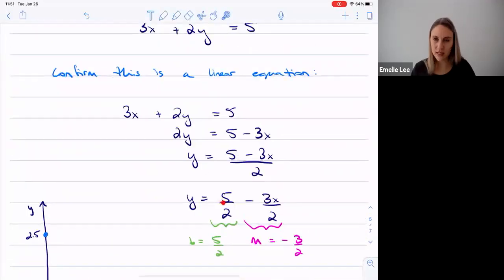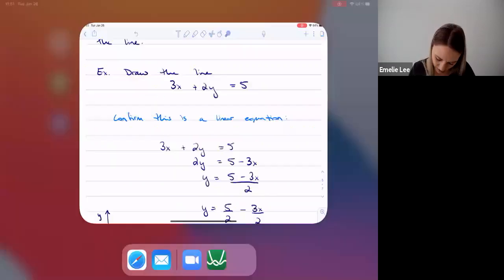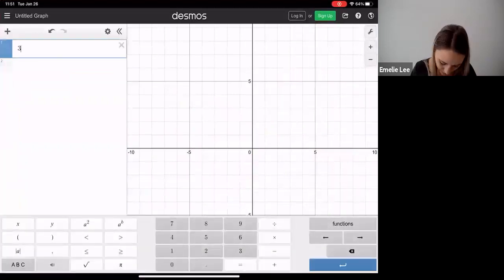Here, we tweaked it, right? So here, when we solved for y equals 5/2 minus 3x/2, we'd actually rearranged that. So in order to avoid any errors that we might have made, go way back to the top and graph this. And you can just plug it in the way it's shown here, 3x plus 2y equals 5. So what I have is 3x plus 2y is equal to 5.